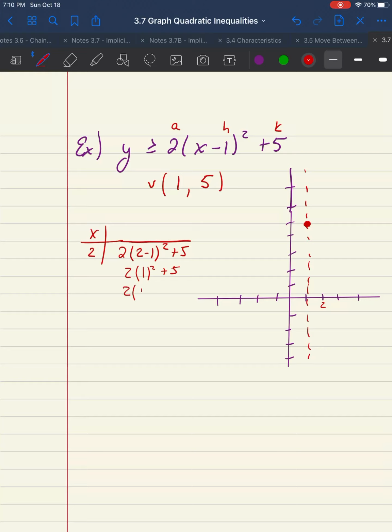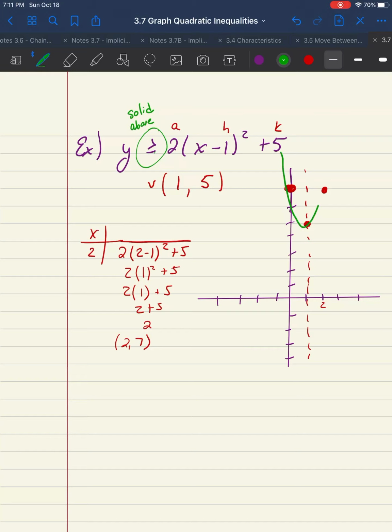And now to find an additional point, I'm just going to pick something to the right of my vertex. So I'm going to pick 2. I'm going to plug that into my equation. I'm going to solve for y. Now, granted, I know I worked all that out and I didn't talk, but you can work through the problem like I did by hand, or you can use your calculator. So I got the coordinate 2, 7.